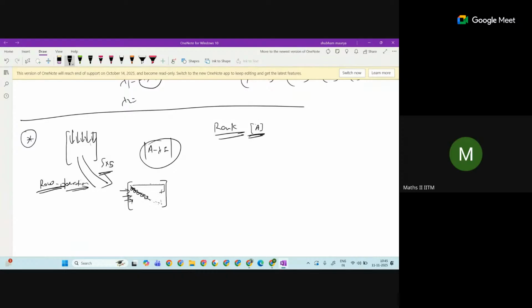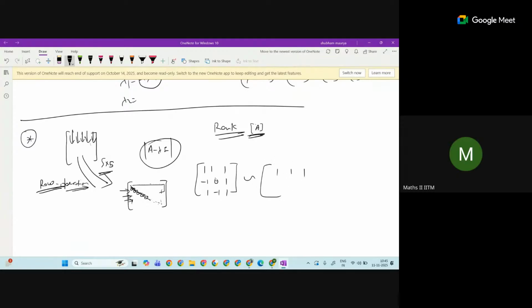The pivots come while doing this operation. Let's say I have this matrix: 1 1 1 0, or even minus 1 0 1 and 1 0 minus 1, even minus 1 and 1. Suppose we have this matrix; we will follow the row operations.